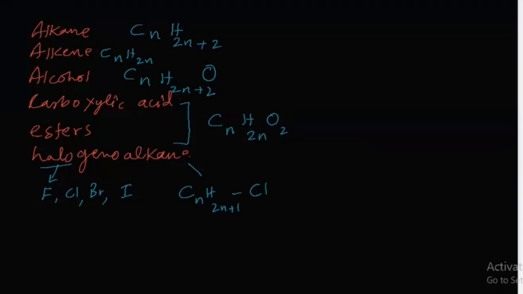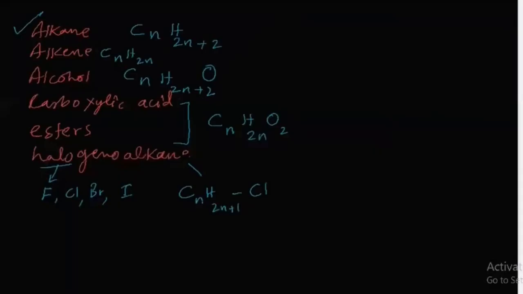Now, I have already discussed the isomers of alkane. Let me discuss the alkenes, alcohol, carboxylic acid, and ester. Keep in your mind that if you want to draw the isomers, what should be done? Change the length of carbon chain or position of functional group. You will get another form of isomer.